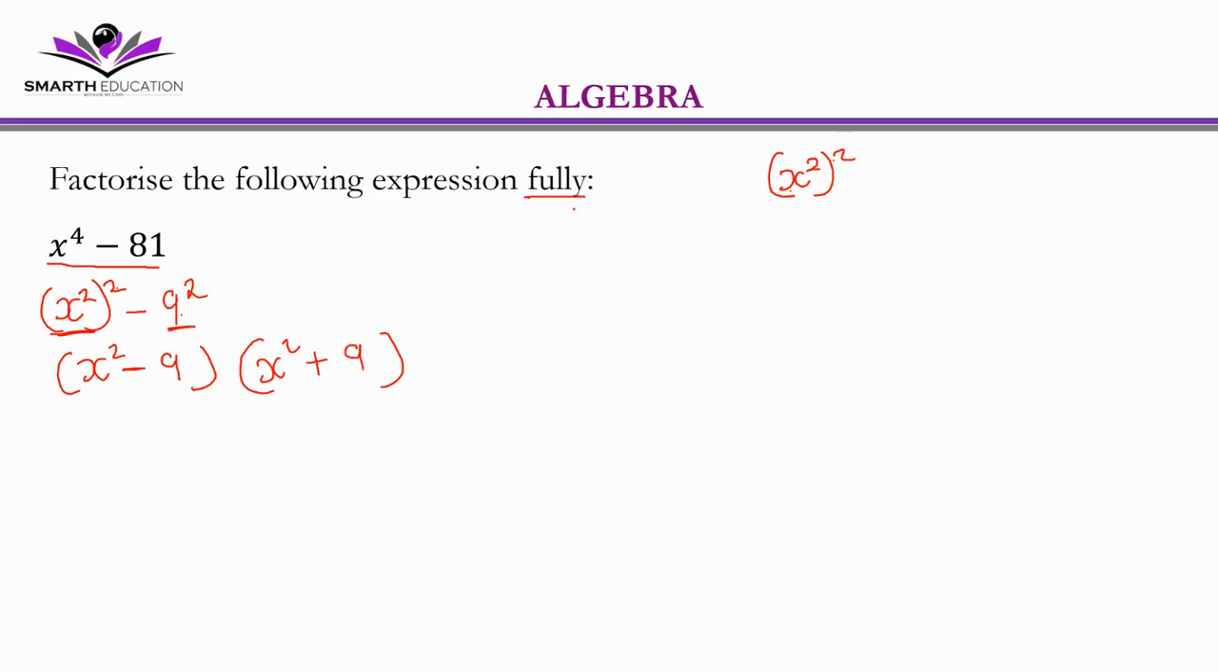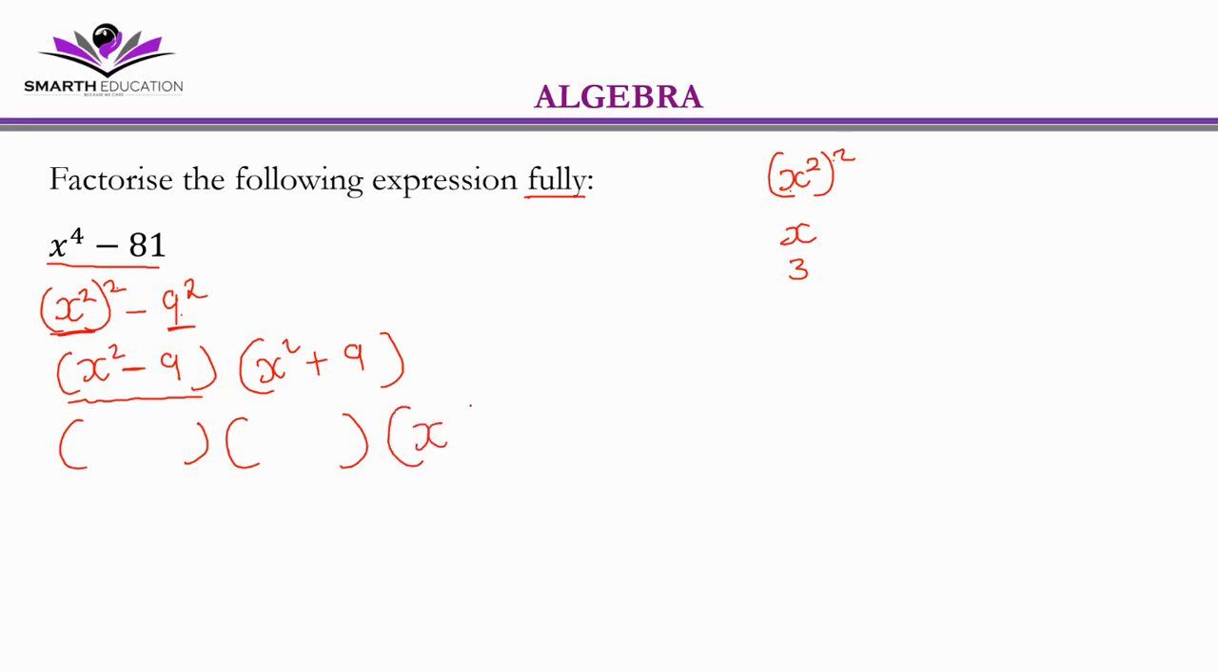Okay, we're asked to factorize fully. So here we've partially factorized, because this is still a difference of two squares. The square root of x squared is x, the square root of 9 is 3. So now we do two brackets again here for the difference of two squares.